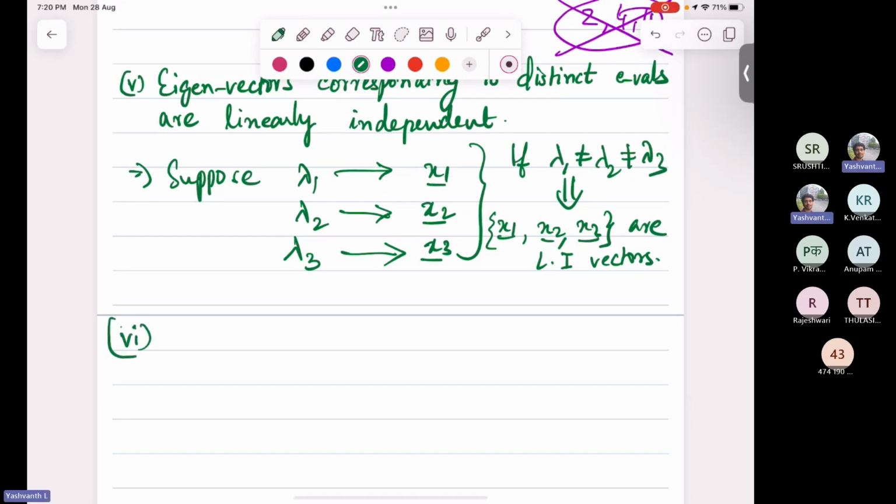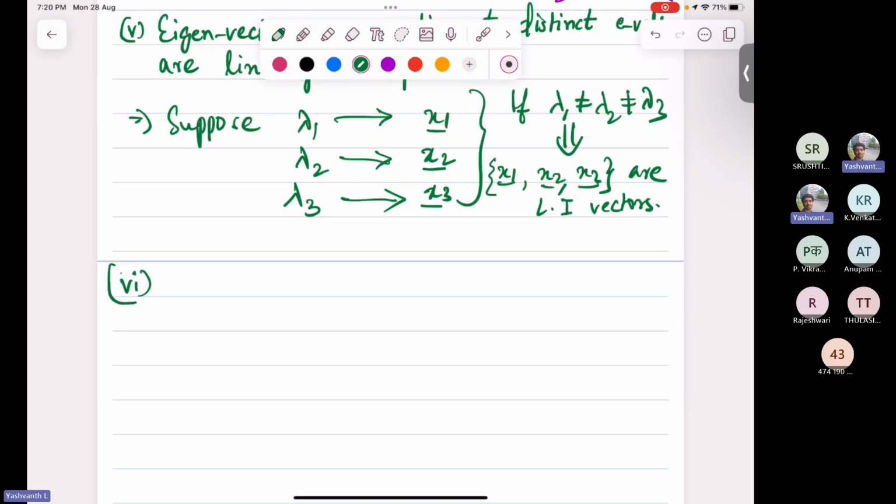The last result that I want to say is a very, very famous result. The determinant of a matrix A is given by the product of its eigenvalues.